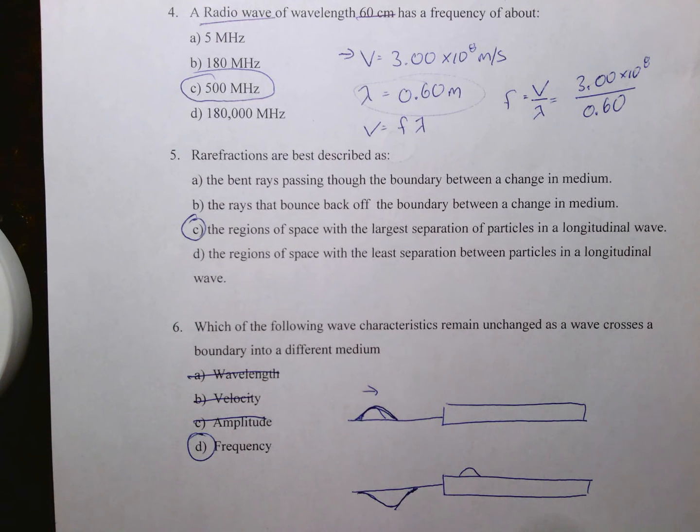You cannot change a frequency by changing medium. It would require waves to be produced somehow in between the medium. If 3 waves went in, 3 waves have to come out. You couldn't have 5 waves coming out. Waves would be created out of nothing. We know that's not true. So that's the answer for question 6.